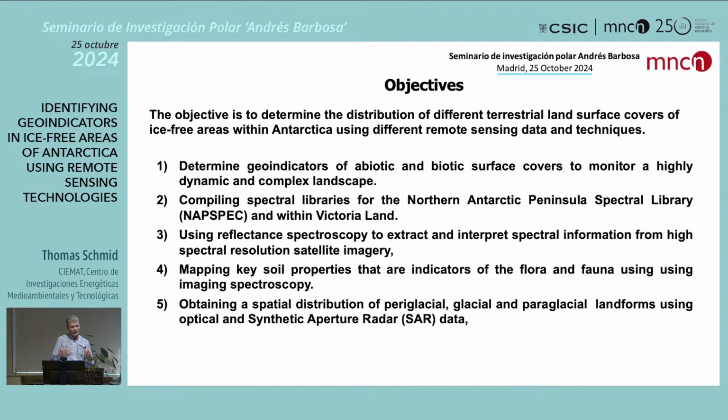So we have different types of sensors, which are in satellites, which obtain this information. We have to pre-process, and then we have to process this information. But this is the information we want to look at. We want to map key soil properties, which are indicators of the flora, fauna, using imaging spectroscopy. And in the end, what we obtain is a spatial distribution of these different landforms, which can be periglacial, glacial, paraglacial, using these different types of sensors.